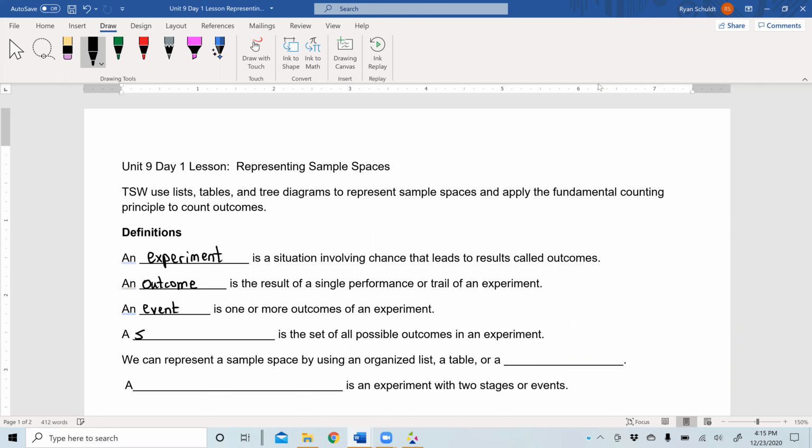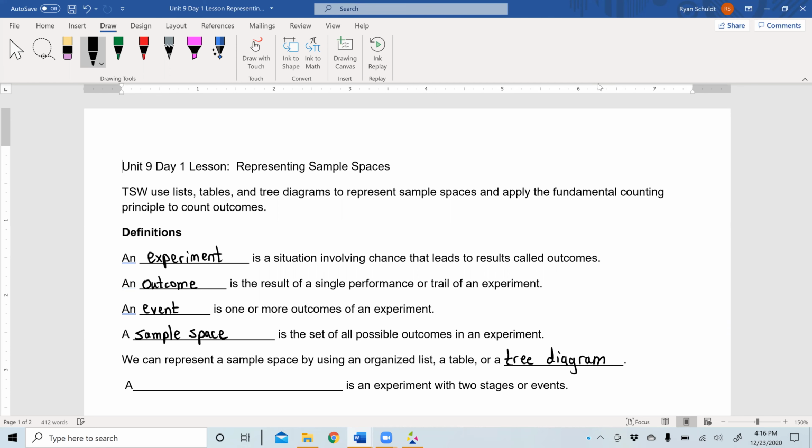A sample space, which is what we're going to spend a lot of time talking about today, is the set of all possible outcomes in an experiment. So every single outcome that could happen is included in the sample space. And we can represent these sample spaces different ways. We can use an organized list where you list every single outcome possible. We can use a table, or we can use a tree diagram. And the diagram itself looks exactly like it sounds. A tree.